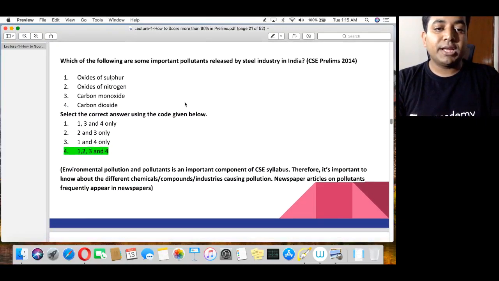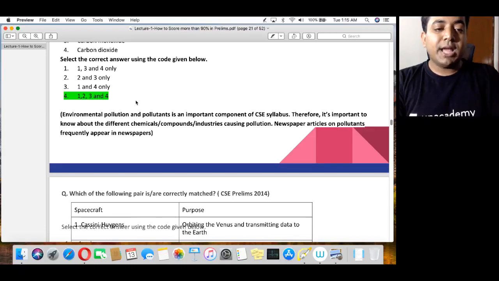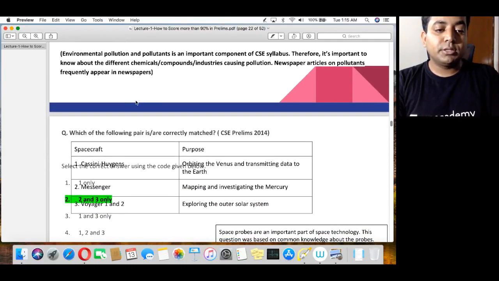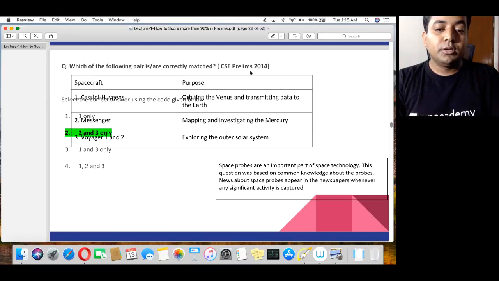Which of the following are some important pollutants released by the steel industry? This was in the news so many times. Oxides of sulfur and nitrogen are released, but the answer is not important. What is important is that you understand environment, pollution and pollutants, because they were in the news and there were a lot of newspaper articles. So here you need to match them correctly.